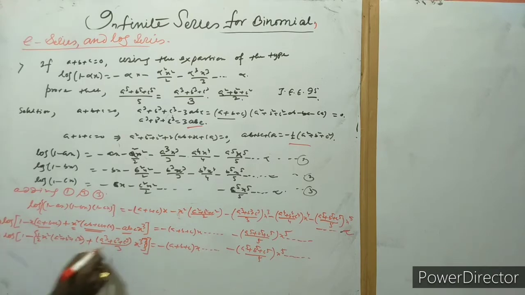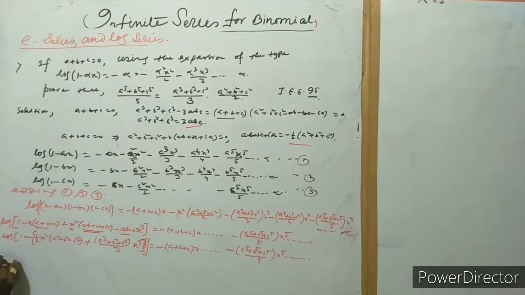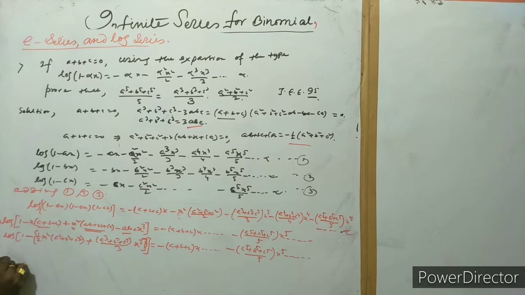Okay, and if we expand by this, then what we get here? So this is a whole x. So half x square within the bracket a square plus b square plus c square, and this is minus x. Okay, this is 1/3 of (a cube, b cube, c cube) by 3 and x cube.